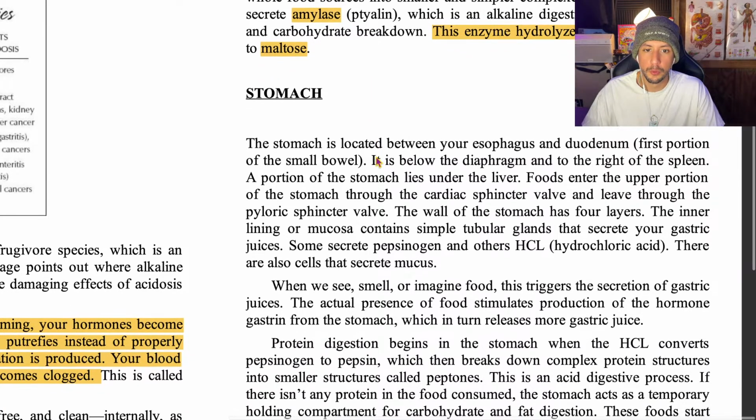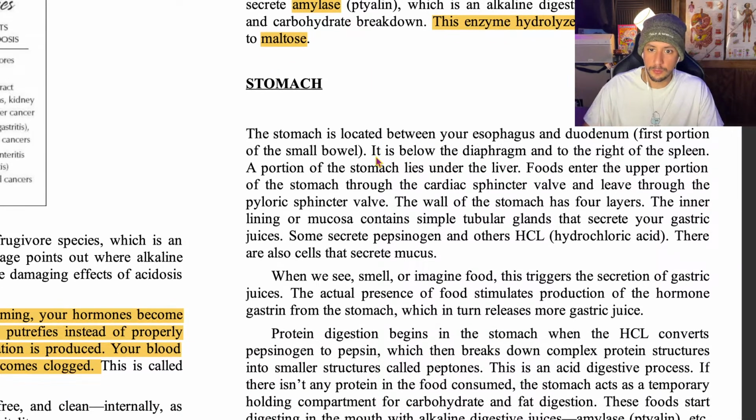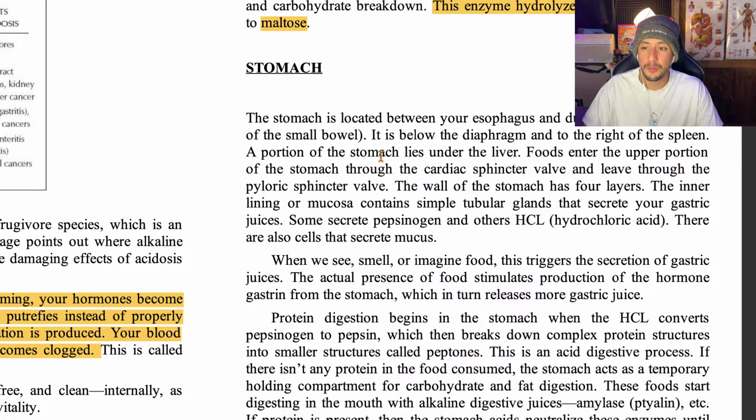All right, moving forward, the stomach. The stomach is located between your esophagus and your duodenum. This is the first portion of the small bowel. It is below the diaphragm and to the right of the spleen. A portion of the stomach lies under the liver. Foods enter the upper portion of the stomach through the cardiac sphincter valve and leave through the pyloric sphincter valve. Didn't know what that was called.